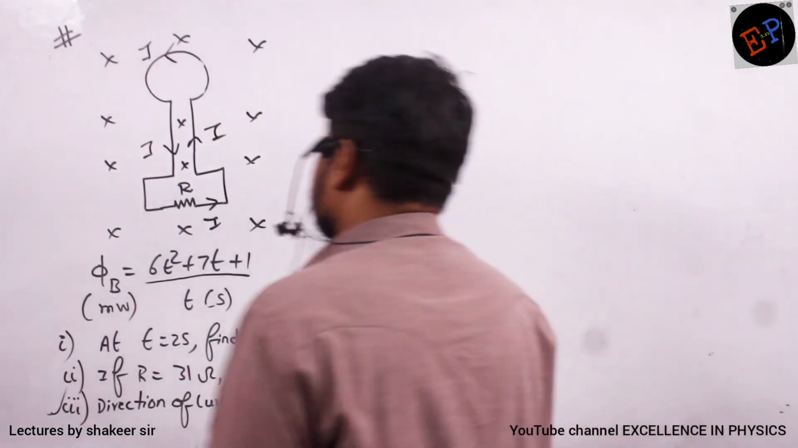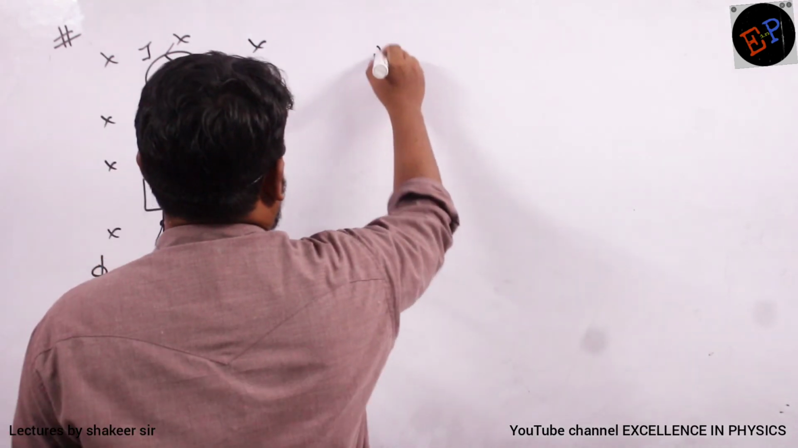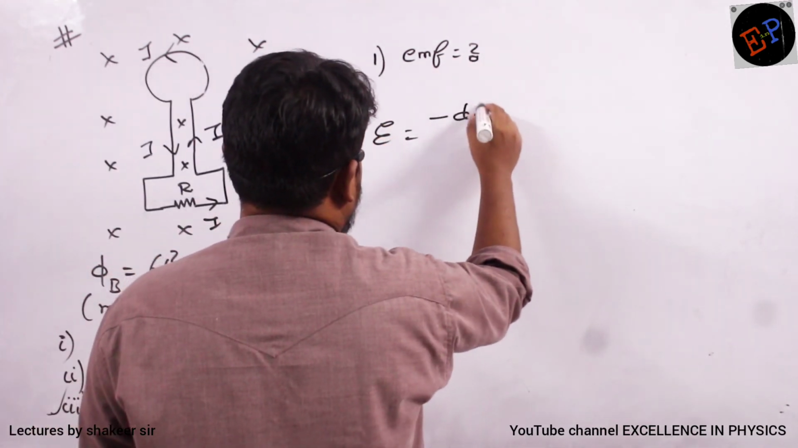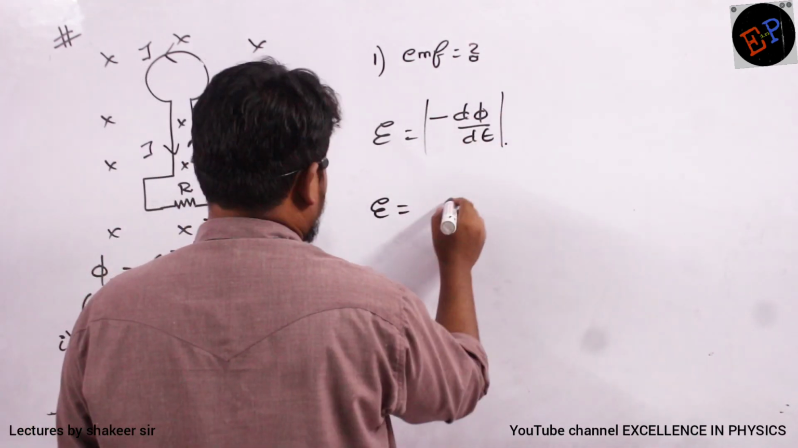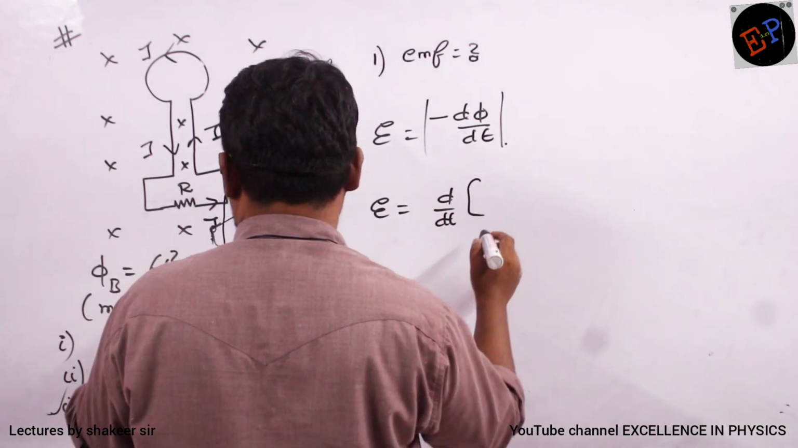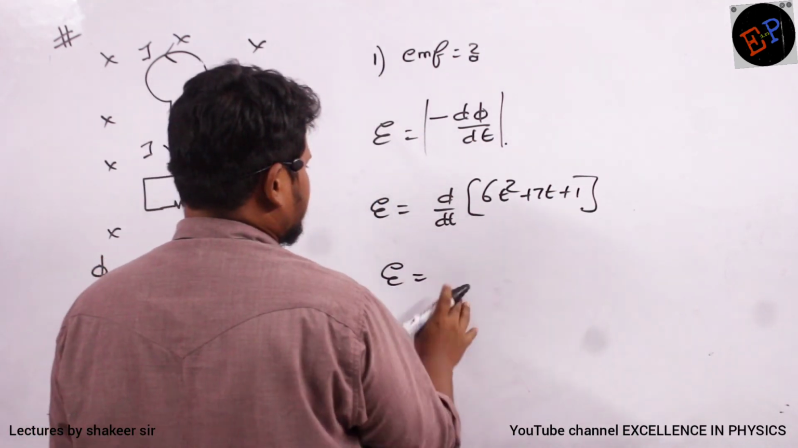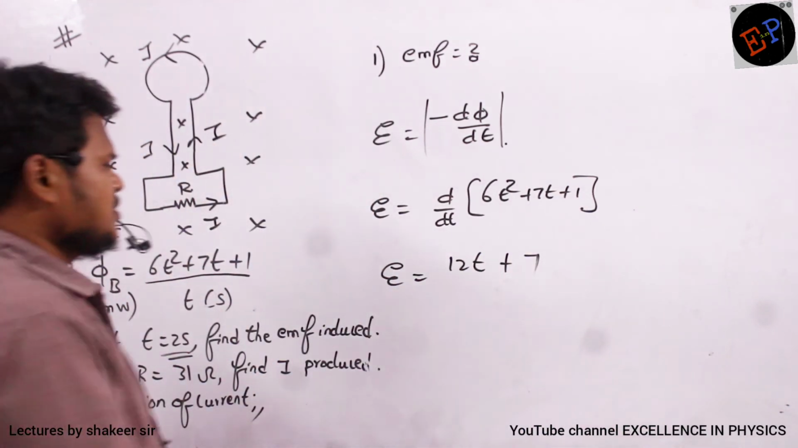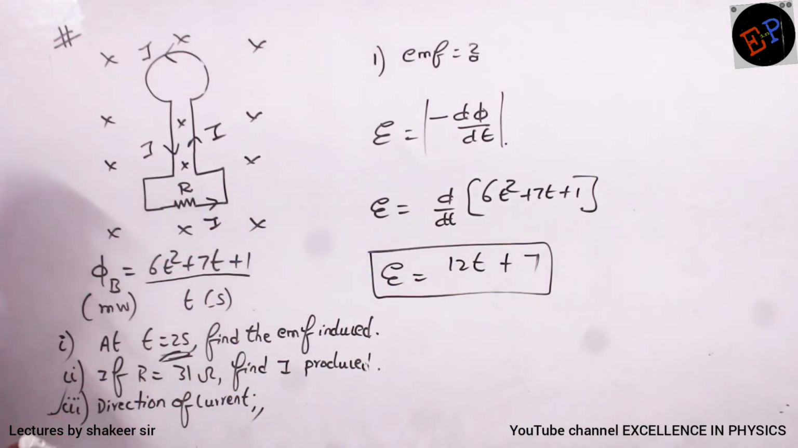Now, the first question: at t equal to 2 seconds, find the EMF induced. Already we have the relation E equals minus d phi by dt. I will calculate the magnitude only. So E is equal to d by dt of flux. What is the flux value given? 6t square plus 7t plus 1. Differentiation of 6t square is 12t. Differentiation of 7t is 7. So this is the EMF which is produced. Now at what time do I want to calculate? At 2 seconds. Now you are supposed to substitute 2 seconds.